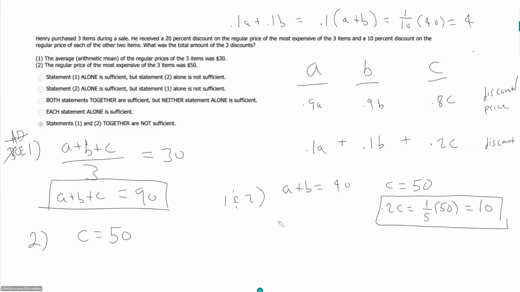So 0.1A plus 0.1B should be equal to 4. And therefore, 0.1A plus 0.1B plus 0.2C should just be 4 plus 10, which is 14. So together, our 2 statements are sufficient.